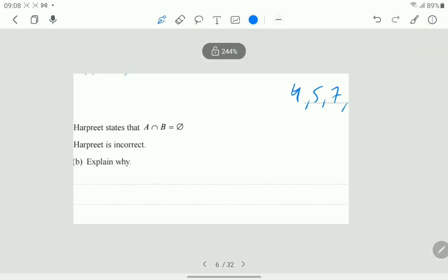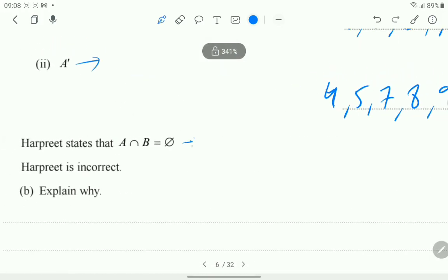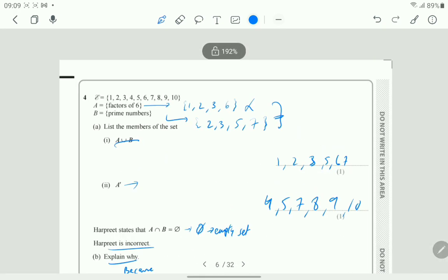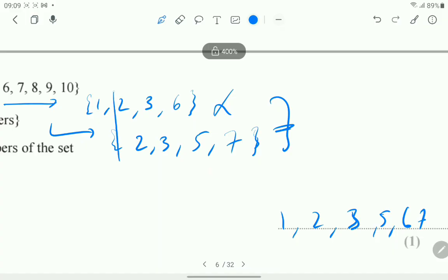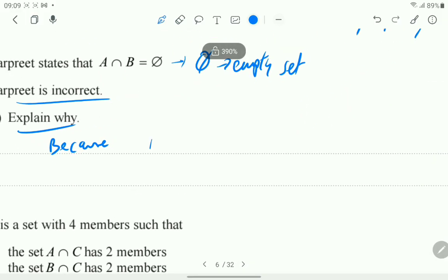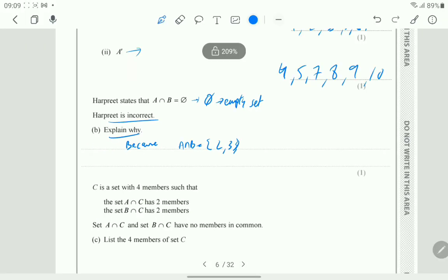And Harpreet states that A intersection B is an empty set. So this means empty set. Harpreet is incorrect. Explain why. Because if we look at our sets, then we see that A and B have two numbers common. So we write because A intersection B is 2, 3, or you could write it in plain English and this would be able to get you across the line.